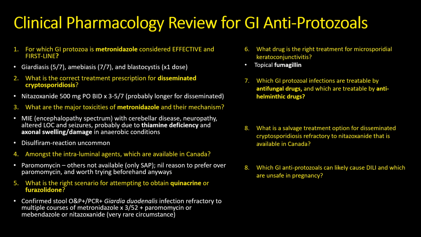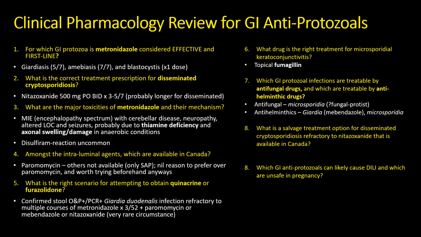Question 7. Which GI protozoal infections are treatable by antifungal drugs and which are treatable by antihelminthic drugs? Microsporidia is treatable by itraconazole, and both Microsporidia and Giardia have evidence for use of benzimidazole antihelminthics, aka mebendazole and albendazole, which are microtubule inhibitors and starvation inducers.